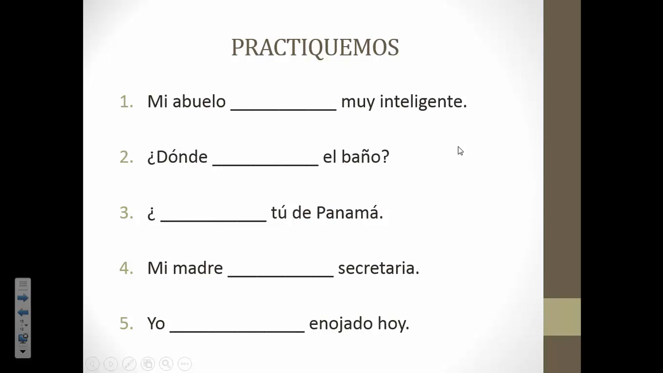Número 3, are you from Panama? Well, we know origin from the acronym DOCTOR says where someone is from. So we want to use ser. So we would say, ¿Eres tú de Panamá? And I apologize, there should be a question mark here at the end.